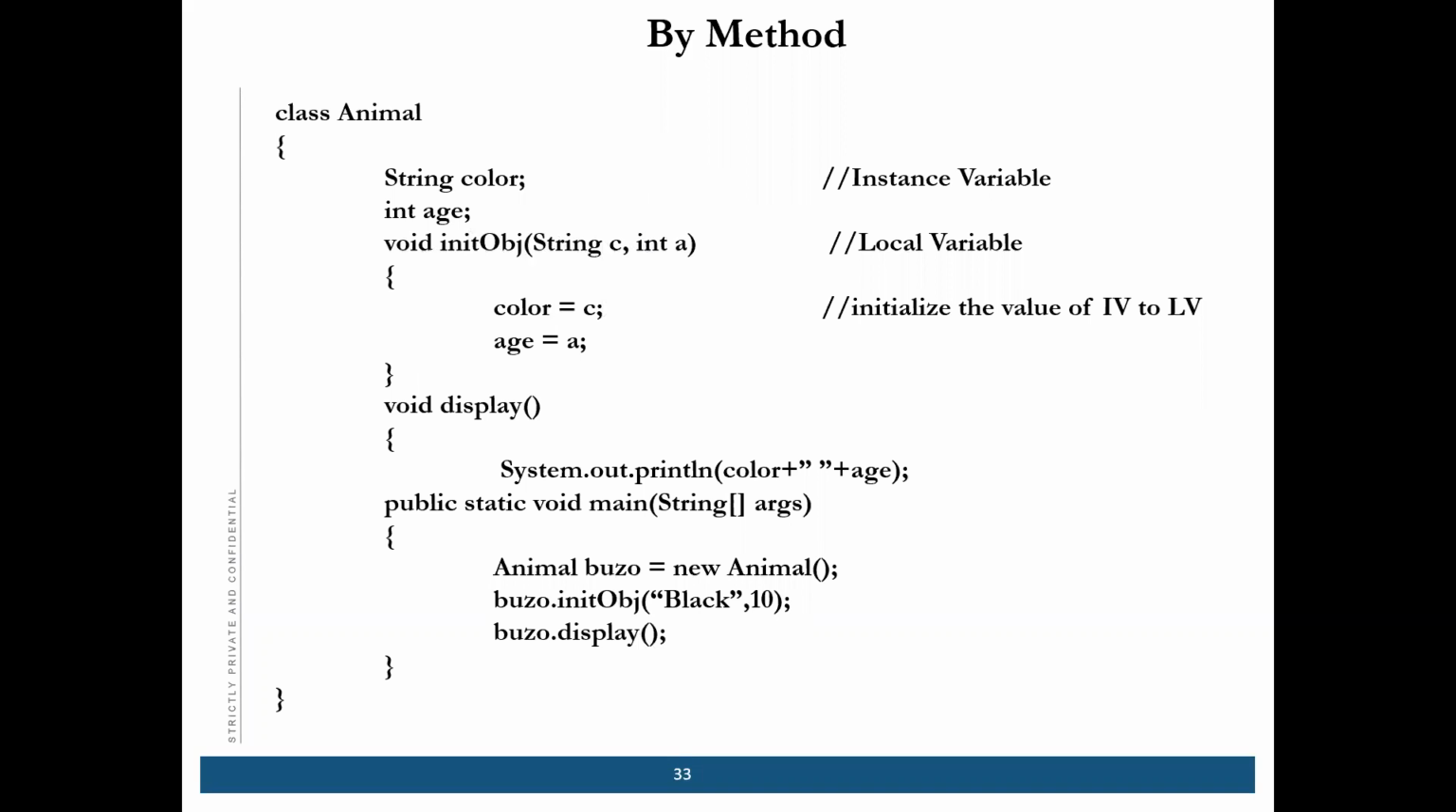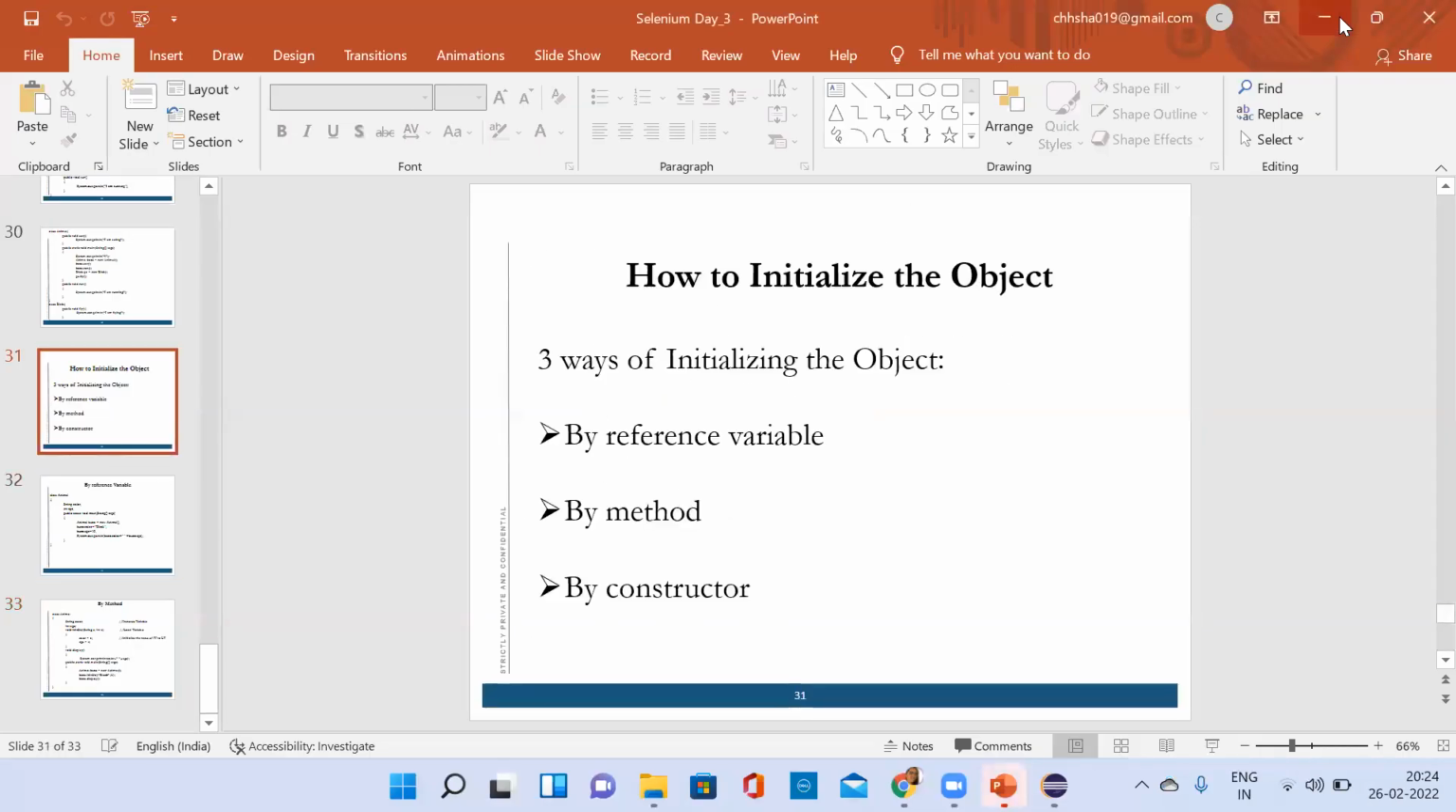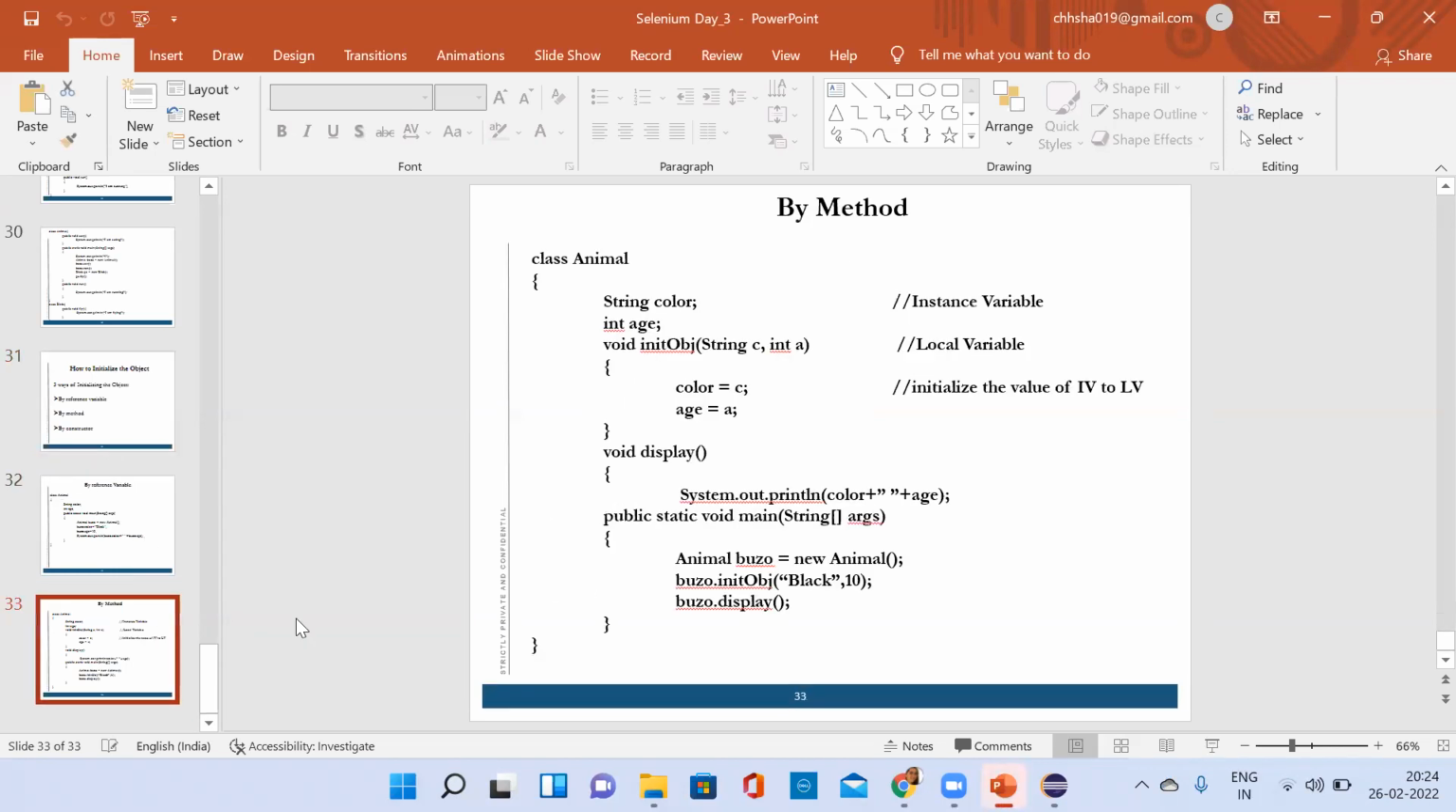So what does that mean? What does initialization object mean? What we are doing here is, these are all instance variables, these are all local variables. We are initializing the value of local variables to this instance variable, and we are passing this value. So what is the difference between a local variable and an instance variable? I will tell you.